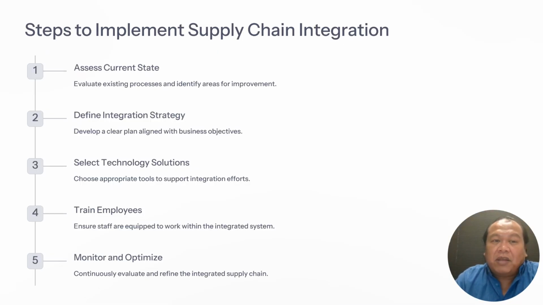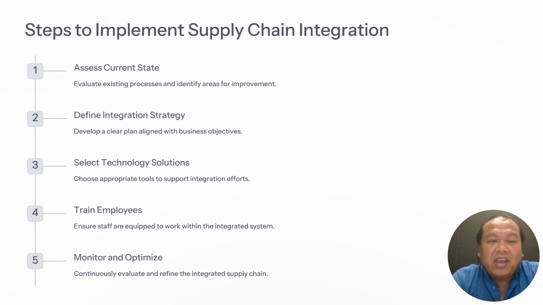Steps to implement your supply chain integration. Number one, assess the current state. Evaluate existing processes and identify areas for improvement. Again, there is no such thing as a perfect strategy, there's no such thing as a perfect process. That's why you need to study the process and the procedures annually. In fact, some study it biannually to make sure that the process still holds its ground, or that process is still the most effective and most efficient way to process things.